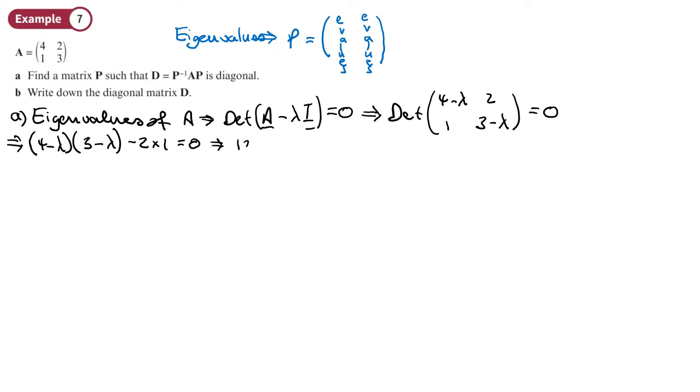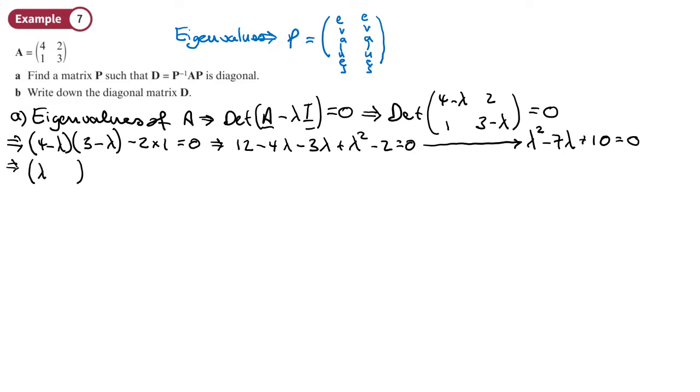Multiplying that out, I'll get 12 minus 4 lambda minus 3 lambda plus lambda squared minus 2 equals 0. So that will give me lambda squared minus 7 lambda plus 10 equals 0. So I'm thinking 5 and 2 will factorize that, and minus 5 and minus 2. So then I have my eigenvalues of 5 and 2.